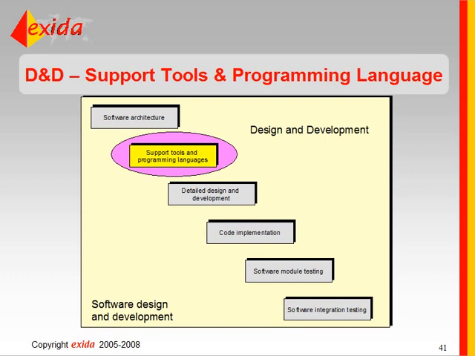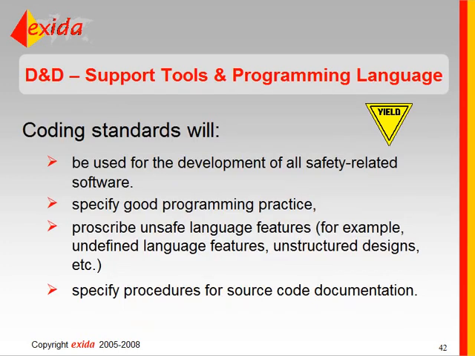All right, so the next phase is support tools and programming language. This is where you pick your programming language and pick your tools. Just like when we talked about ASIC, tool failures in the area of software development can also cause direct failures in the process, and that needs to be in the product, and that needs to be considered.